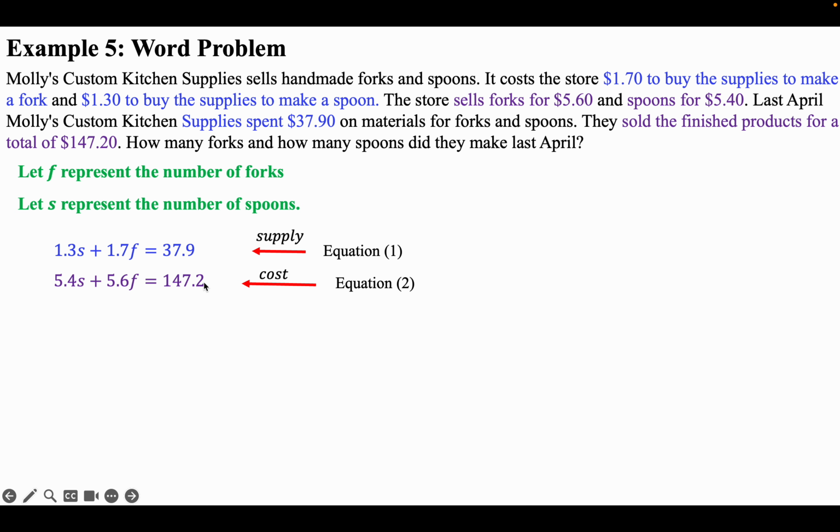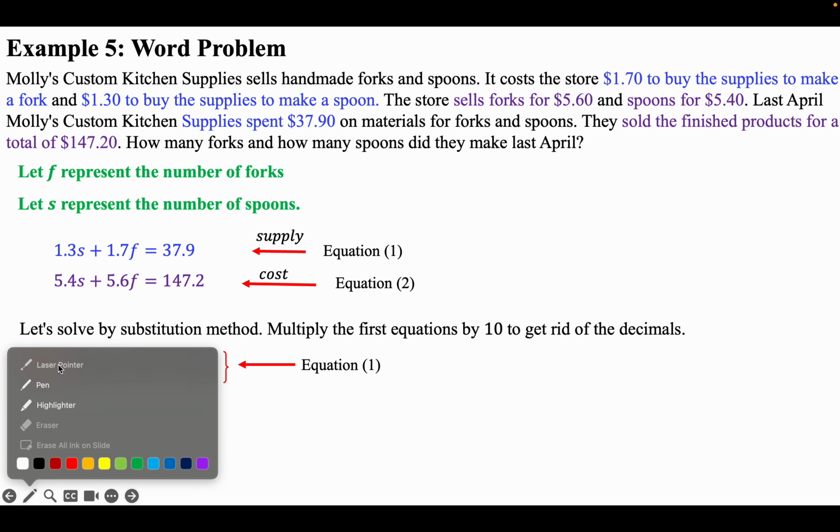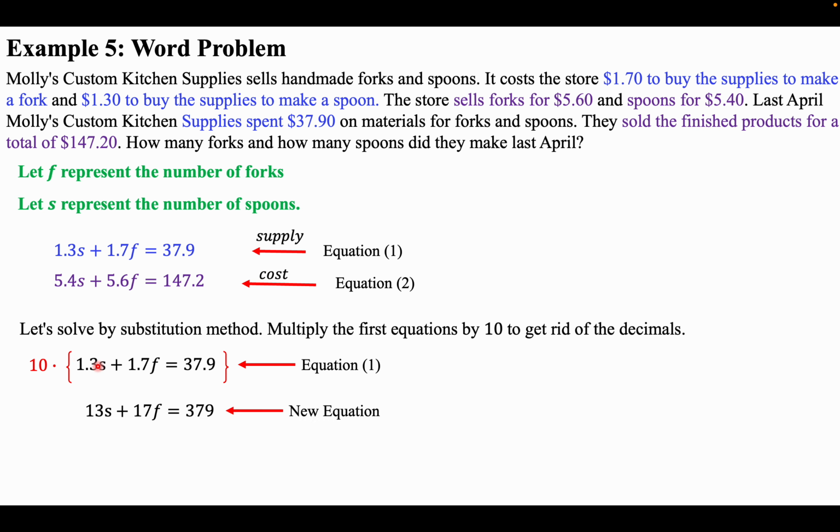Now from here, we just need to solve the system of equations. We can either use the substitution or elimination method. They should both give you the same answers. So let's multiply the first equation by 10 to get rid of the decimal. The decimal point moves one place to the right, so it becomes 13S plus 17F equals 379.